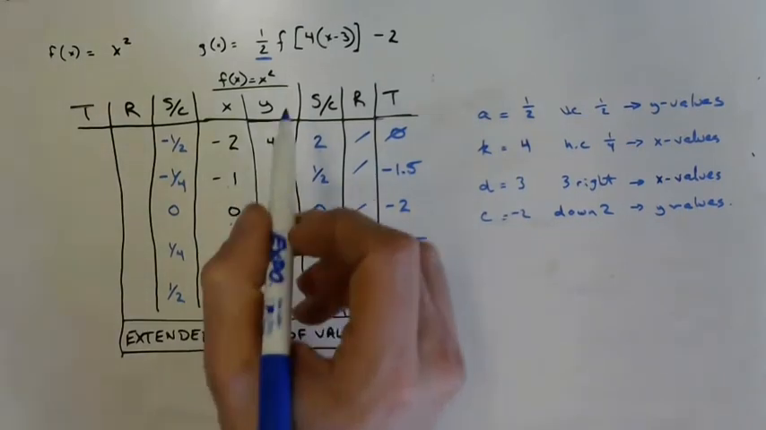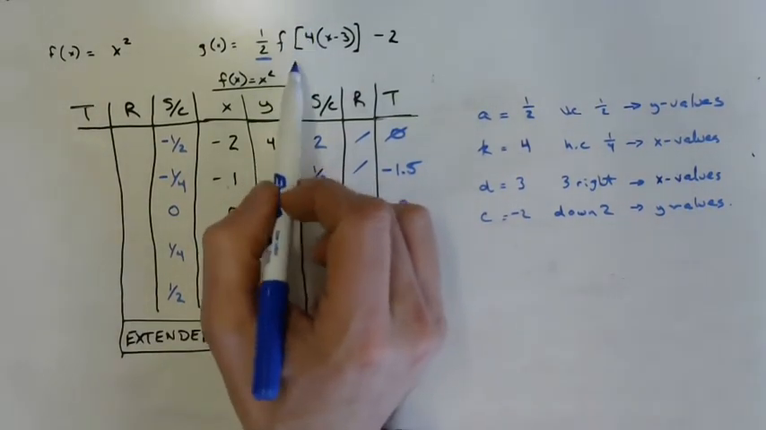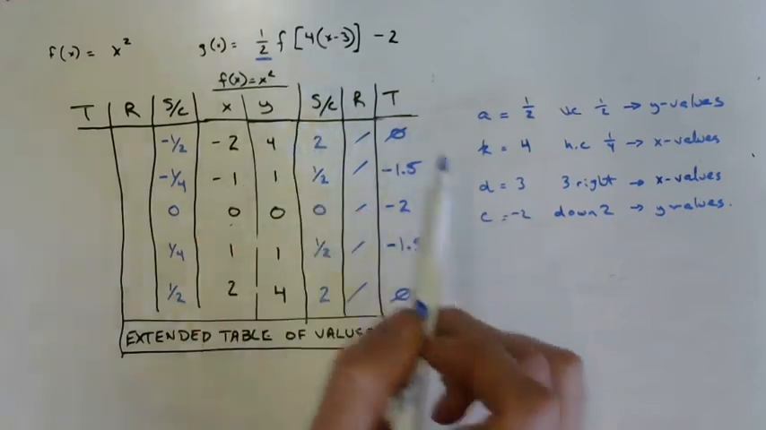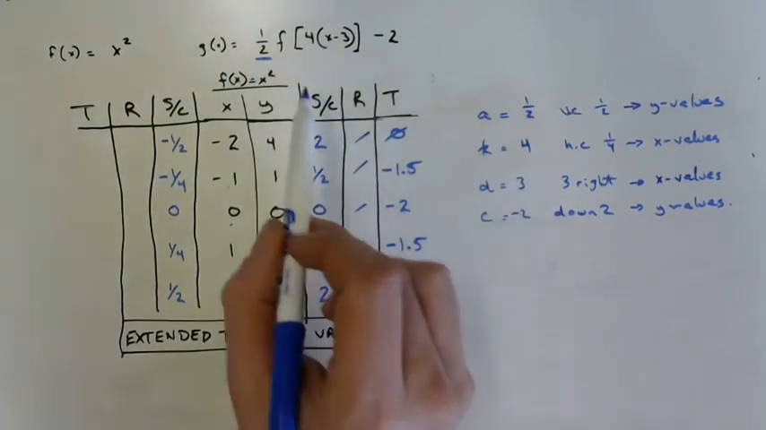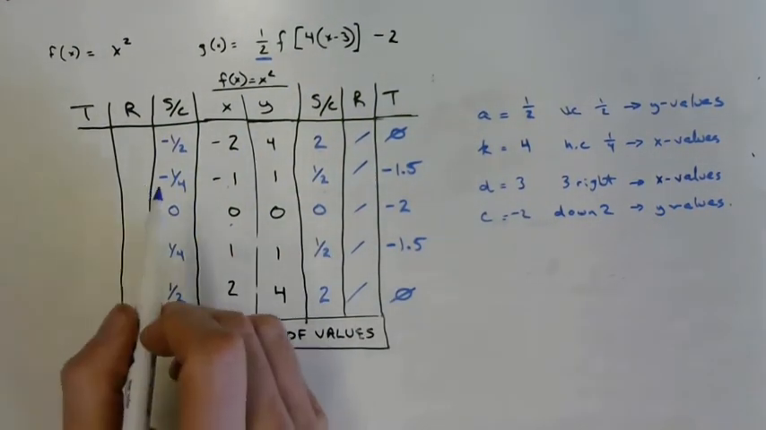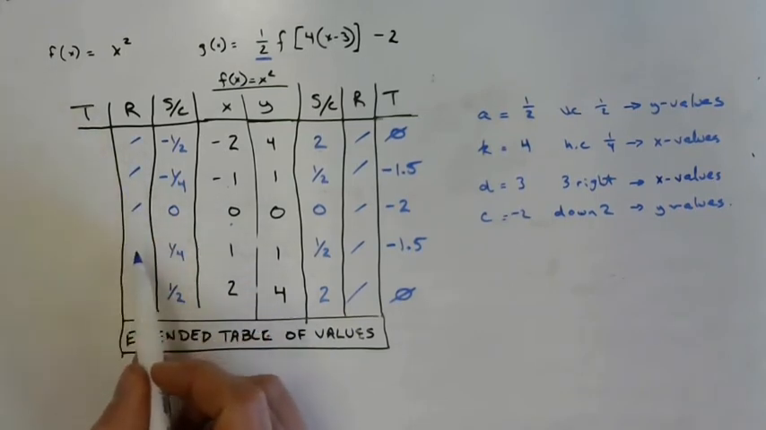Is there a horizontal reflection? Is there a negative? Is k negative or is k positive? It's positive, so there's no reflection. Okay, so we're going to cross that out. Don't need to do it.